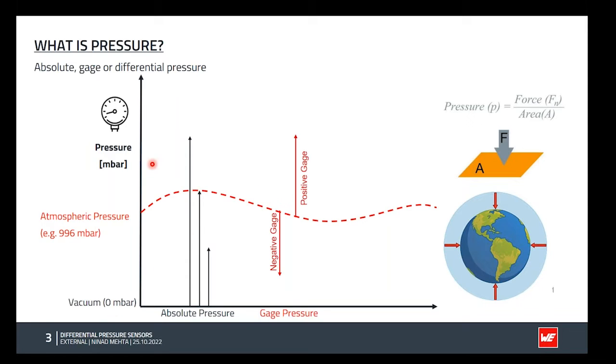On the other hand, if we take atmospheric pressure as the reference instead of vacuum, and then measure the pressure, we can have either a positive pressure or a negative pressure, and this is called a gauge pressure. And the last is the differential pressure, which is nothing but the difference between any two pressures. So it can be positive, negative, or anything. In principle, an absolute pressure can also theoretically be called a differential pressure.